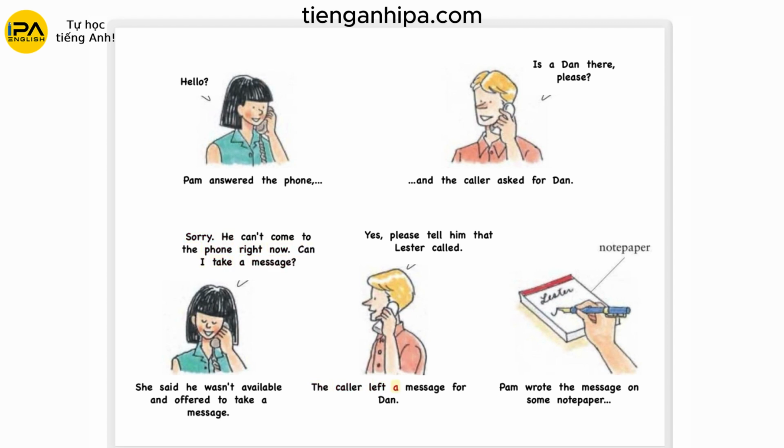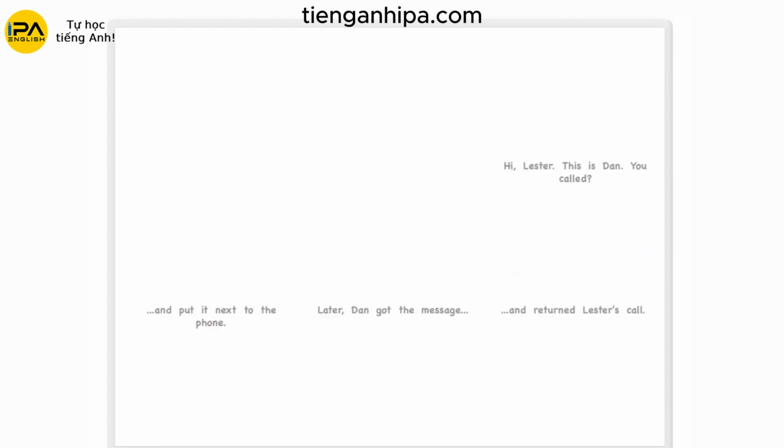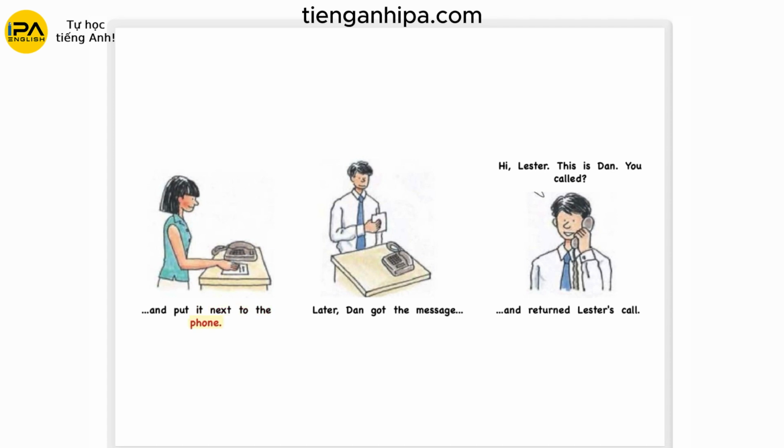The caller left a message for Dan. "Yes, please tell him that Lester called." Pam wrote the message on some notepaper and put it next to the phone. Later, Dan got the message and returned Lester's call. "Hi, Lester. This is Dan. You called?"